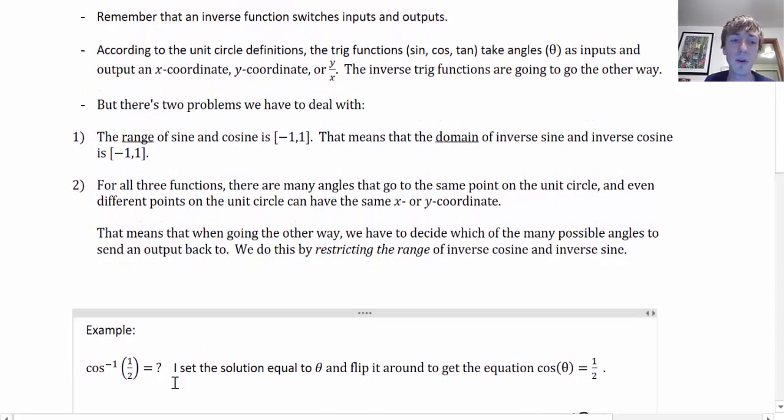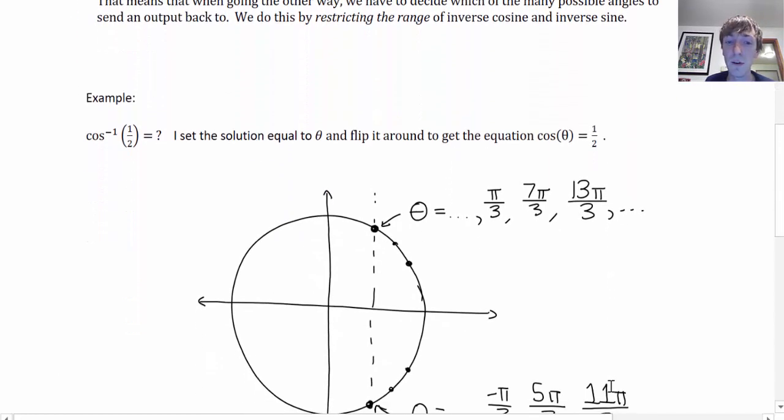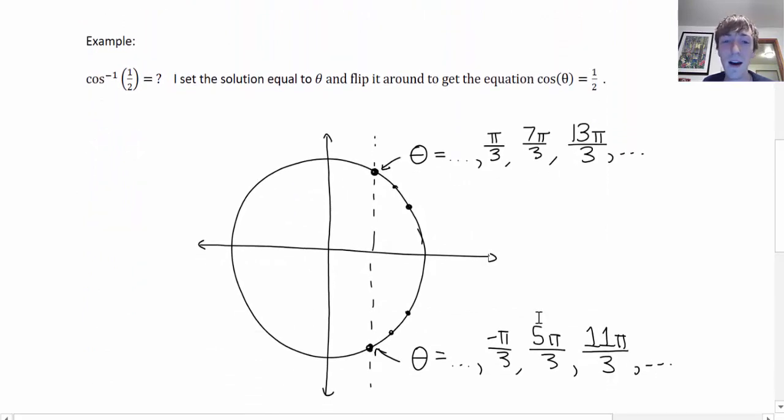Say I want to compute cosine inverse, or inverse cosine, of 1/2. Okay, so what does that mean? I'm thinking in my head that going backwards, I'm looking for the theta where cosine of theta equals 1/2, right? So I first set the solution equal to theta, kind of a bit like I'm solving a log problem. I need to give that a name, and then I need to flip the equation around, so that I'm solving cosine of theta equals 1/2.